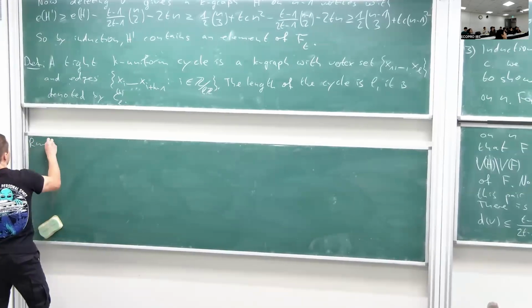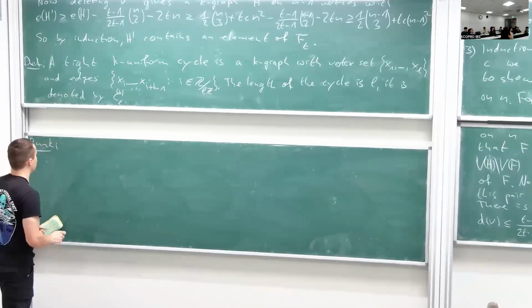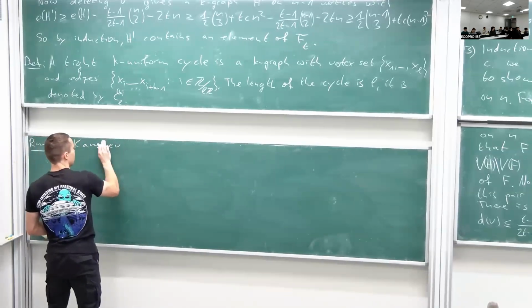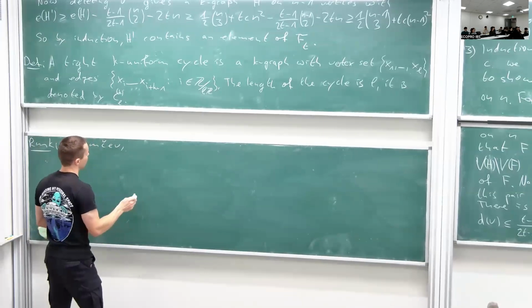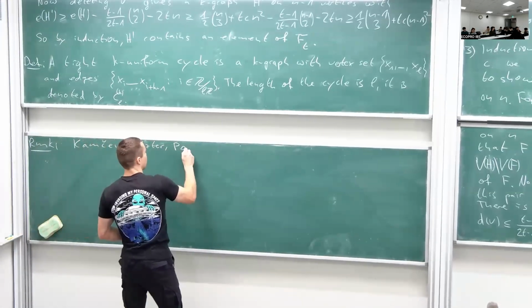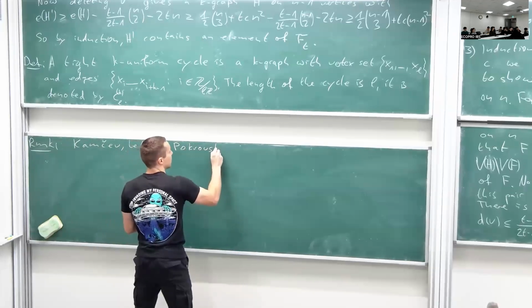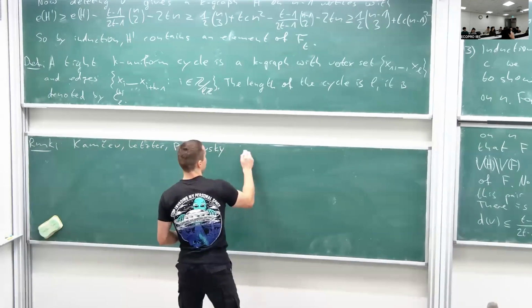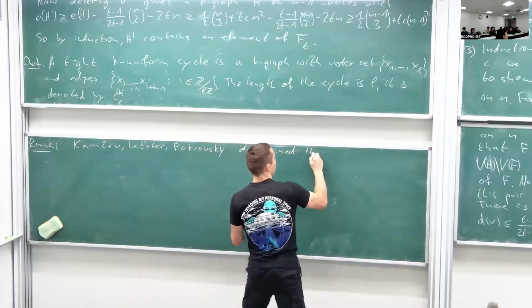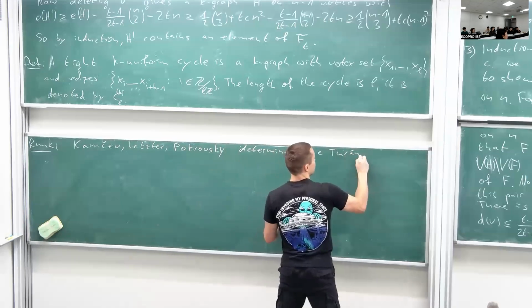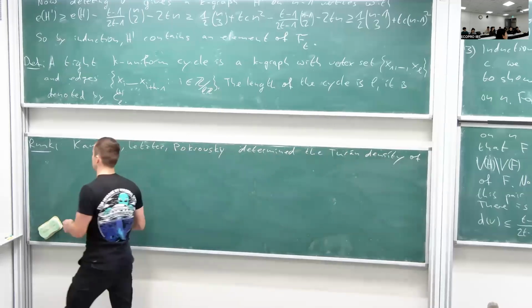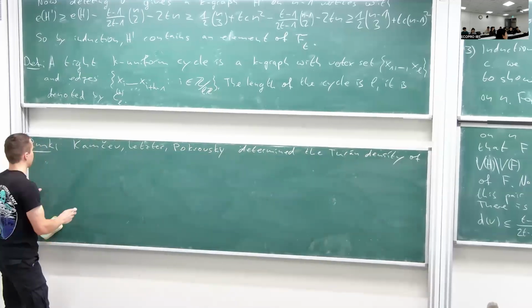So maybe as a remark, Caltech, and Pokrovsky determined the determinacy of long free uniform cycles.